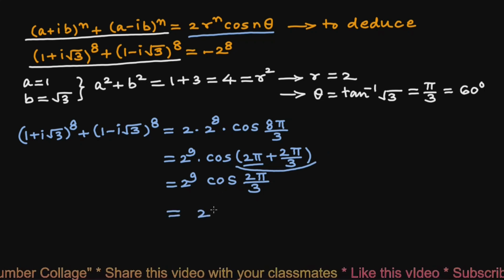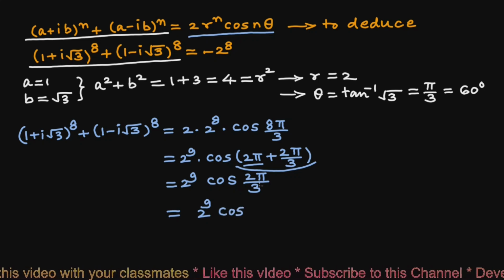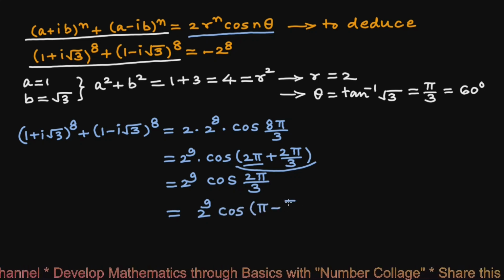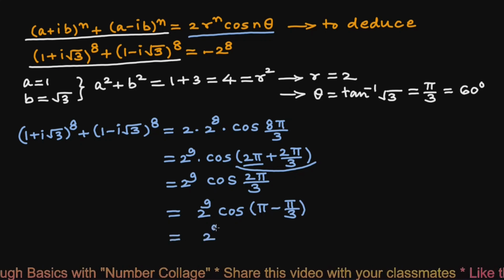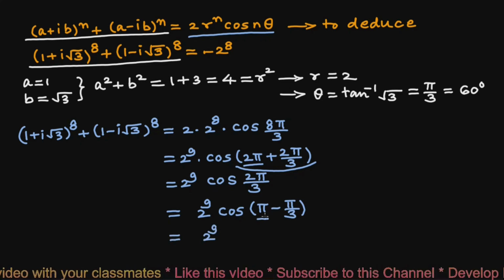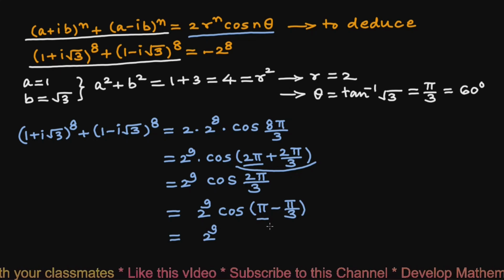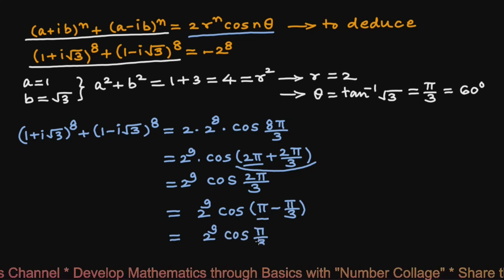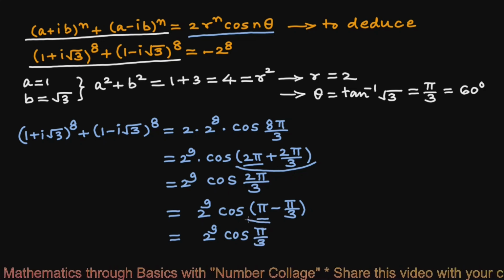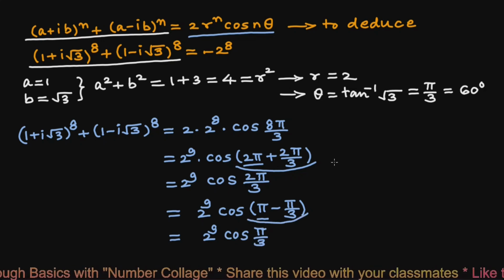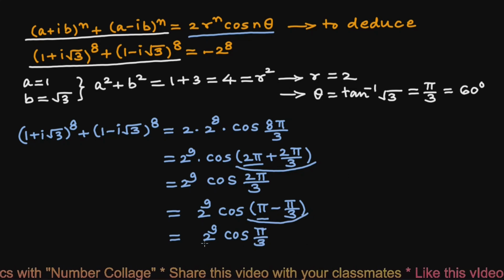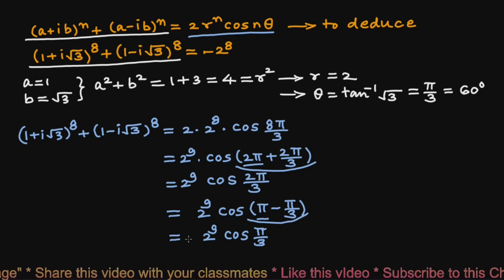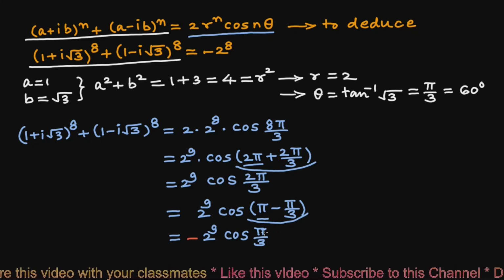That will be 2 raised to 9 cos of, we split 2 pi by 3 as pi minus pi by 3, which will be 2 raised to 9. Now this pi being an even multiple of pi by 2, cos of this allied angle will be cos of pi by 3, but this angle pi minus pi by 3 falls in the second quadrant, and in the second quadrant cos is negative, so this will be minus 2 raised to 9 cos of pi by 3.